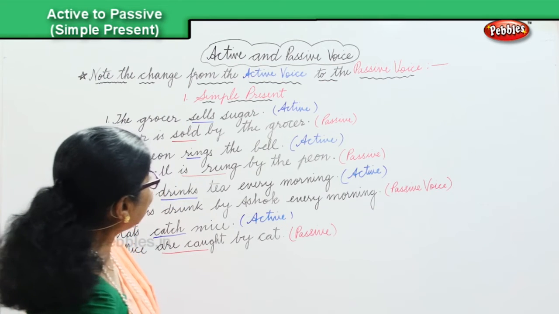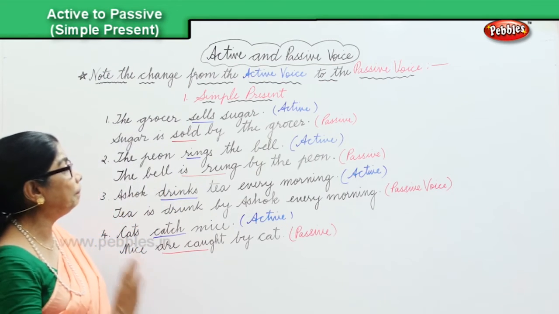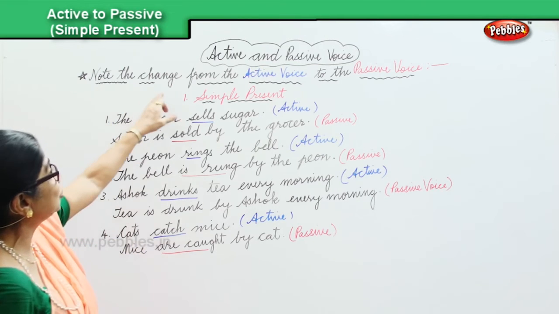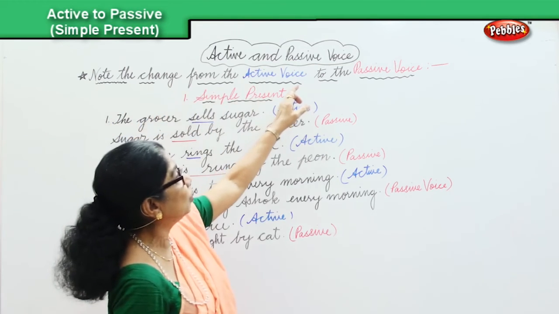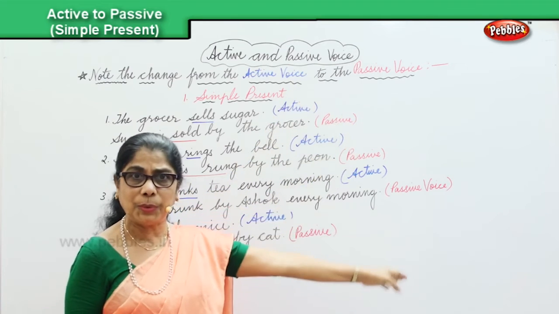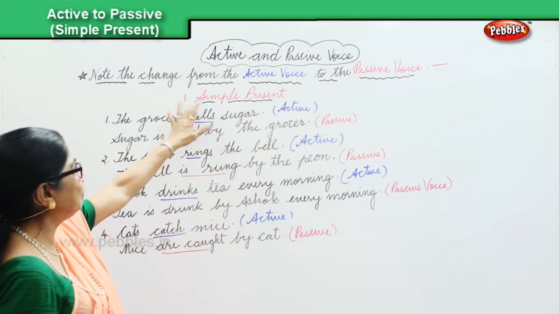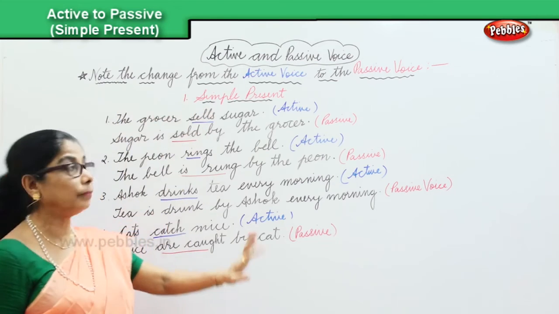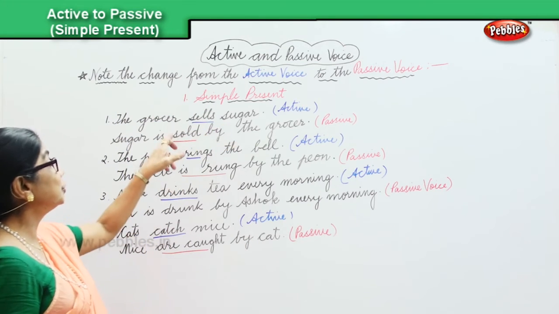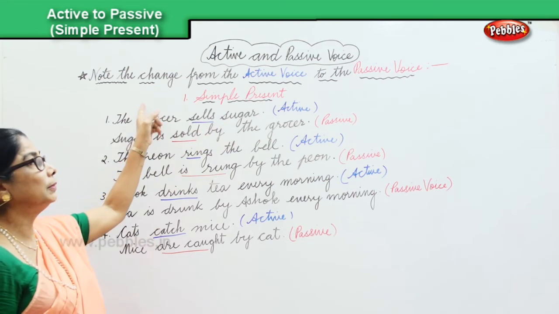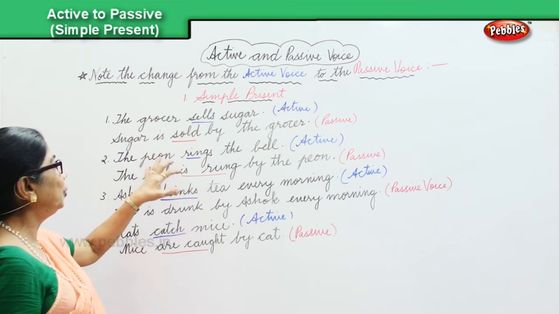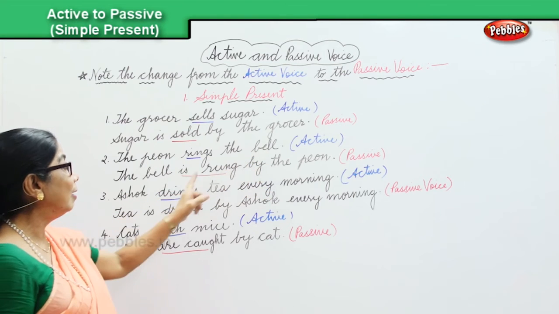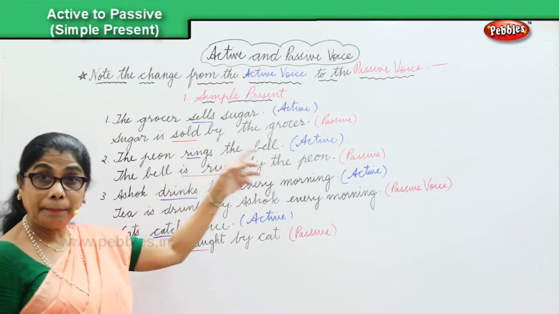Now, we are looking at the simple present. In the simple present, we are changing from active voice to passive voice. And that's what we are doing now. So in the simple present, the grocer sells sugar. Active. Sugar is sold by the grocer. In the simple present. The peon rings the bell. Active. The bell is rung by the peon. Passive.